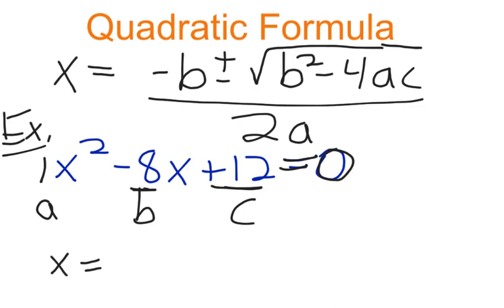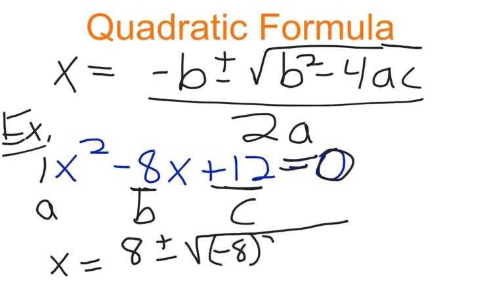So x equals, and then negative b: we already had a negative 8, so that's going to make that a positive 8. If you negate a negative, it's a positive. And then plus or minus. The reason we have a plus or minus is because there's going to be two solutions, or in most cases. And that's square root of b squared, so that's negative 8 squared. I'm going to put that in parentheses. And anytime I square something, it's going to be positive.